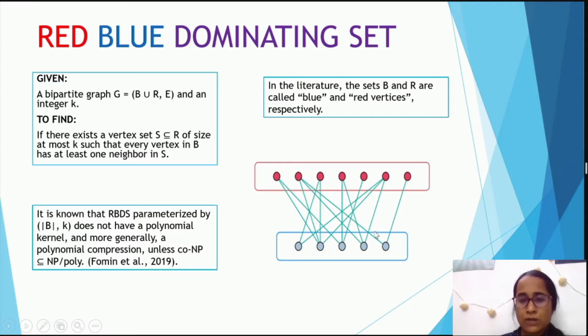So this is what a typical instance of red-blue dominating set will look like. And notice that the first 3 vertices form a dominating set of the blue vertices. I will pause for a moment to verify that.